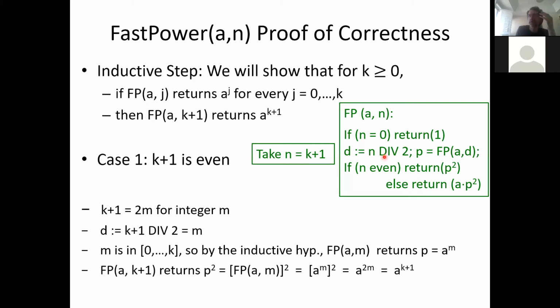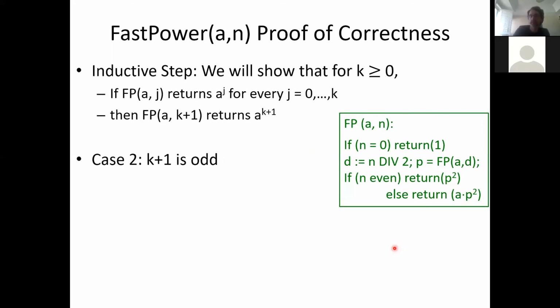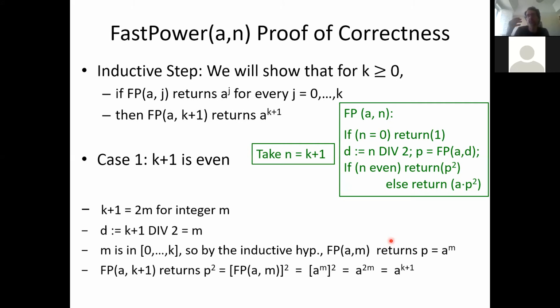If n is twice something, in this case twice d, and this code outputted correctly, so it output a to the d, then when you're squaring it, you're squaring a to the d. And what is that? That's a to the 2d. And n was 2d. So it's a to the n. Okay, that's it. If you don't interrupt me, I assume that you don't have questions, but you just have to pipe in if something here doesn't look right, or you have any other question.